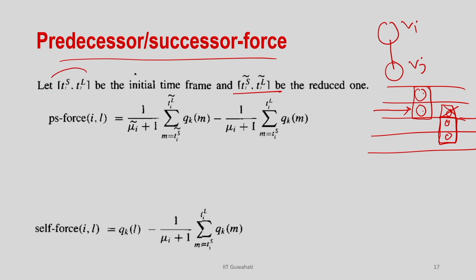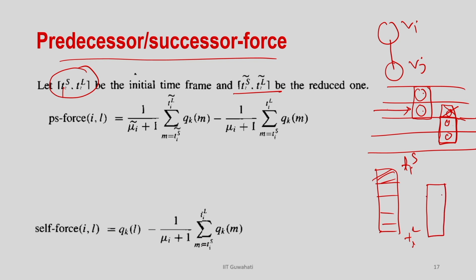So, initially the time frame for a node is TIS to TIL. This is TIS and this is TIL, and this is the range where it can be scheduled. Now, because I scheduled the previous operation in some step, I probably cannot schedule it here. Now, this is modified to this. This is my TIS tilde and this is my TIL tilde. And similarly, it can get impacted if a successor node is impacted. So, this TL can also get impacted.